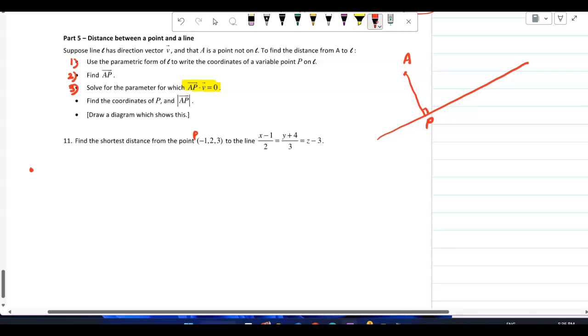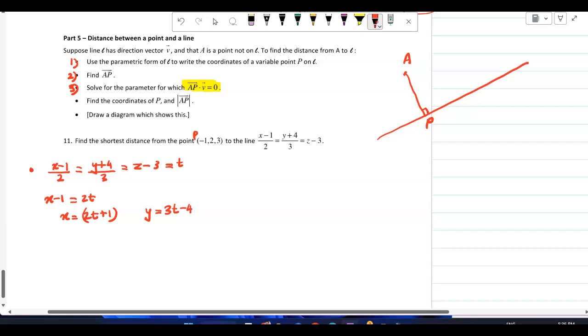First step, you have to write the vector equation of the line. What's the vector equation of the line? x minus 1 over 2 is equal to y plus 4 upon 3 is equal to z minus 3 over 1. You call it T. That's your parameter. So now x minus 1 is equal to 2t, so x is equal to 2t plus 1. y will be what? y will be 3t minus 4.